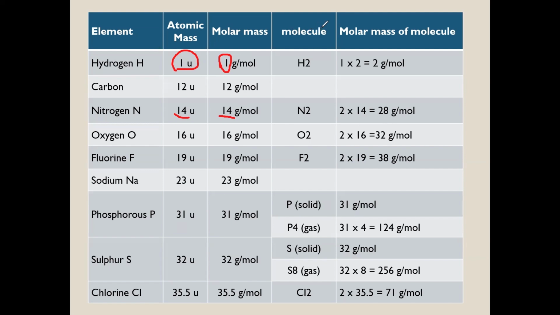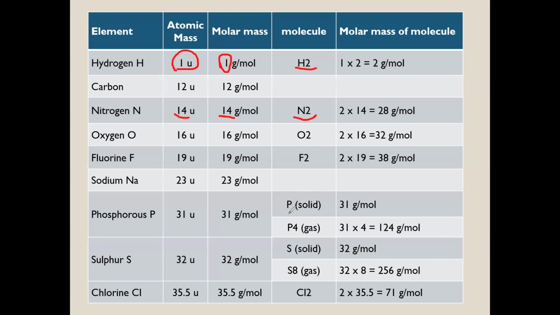The molecules of these elements, if they exist, for example, hydrogen exists in nature as H2. Okay, so the molar mass of a molecule of hydrogen is 1 times 2 because there are 2 H atoms in a molecule. Nitrogen exists in nature as N2, nitrogen gas. So the molar mass of 1 molecule of nitrogen is the number of atoms multiplied by the molar mass of 1 atom, which is 14, and so on.